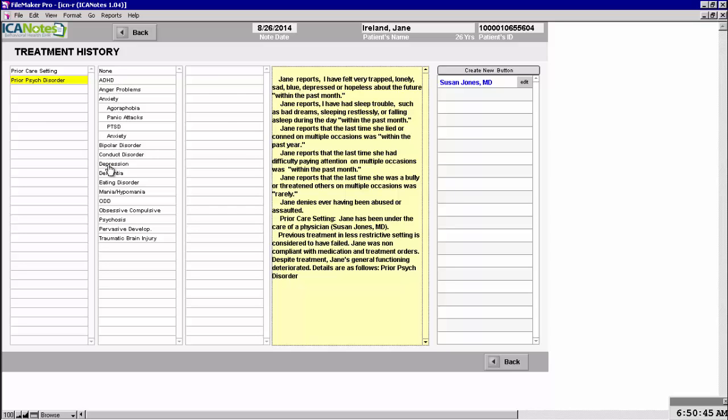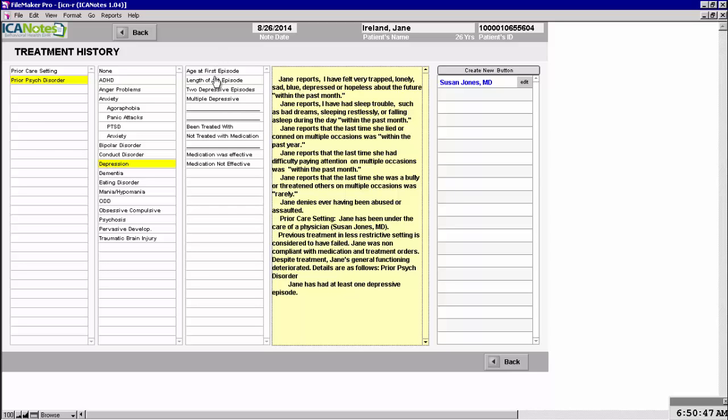Say we had depression. And then you can detail age of first onset, how long the episode lasted, and how it was treated. Let's go back.